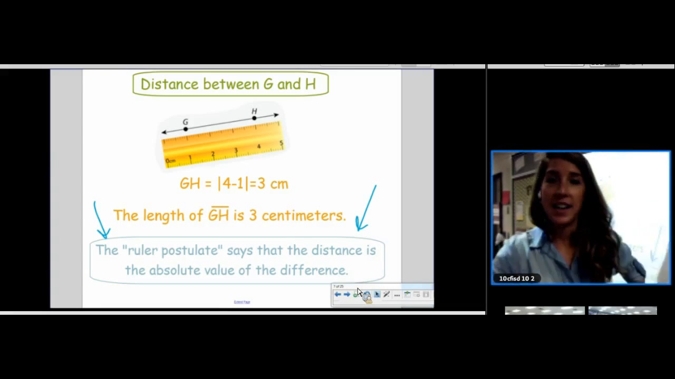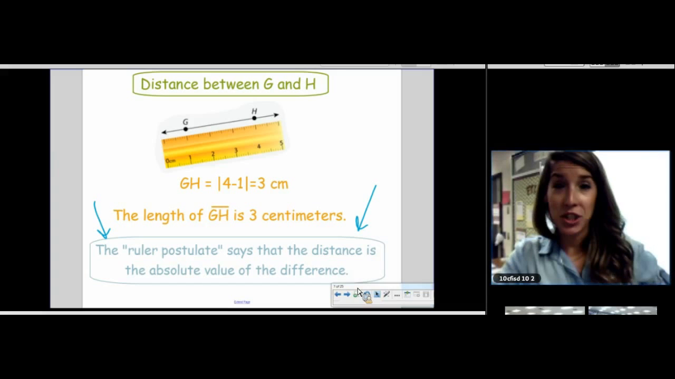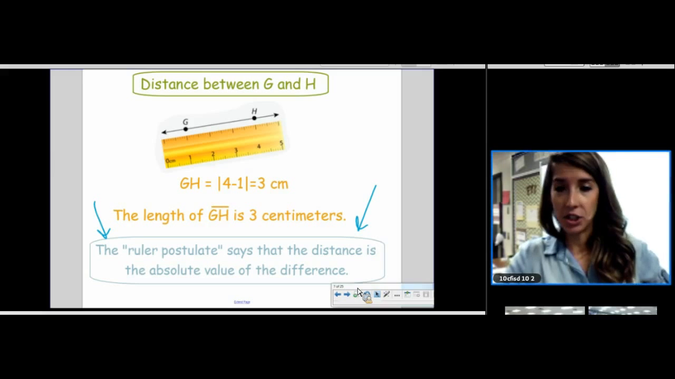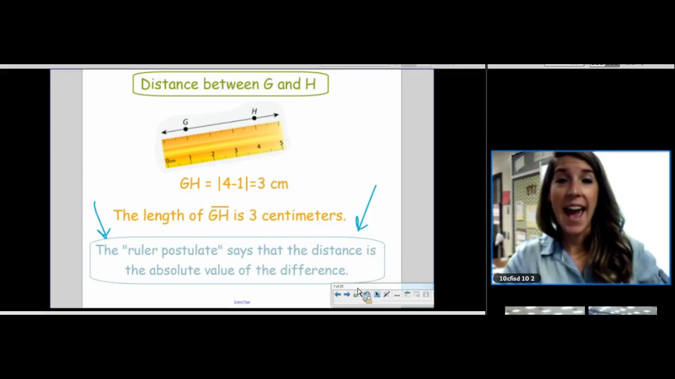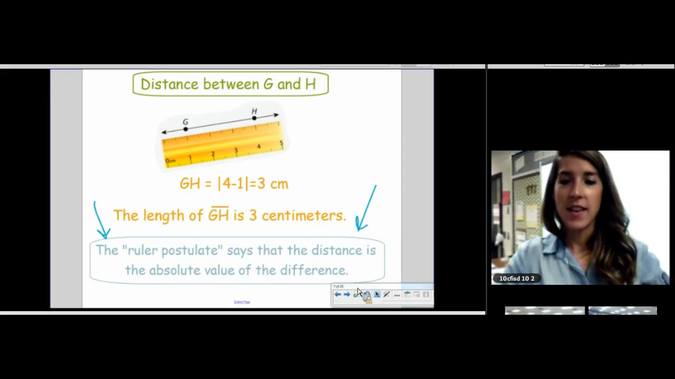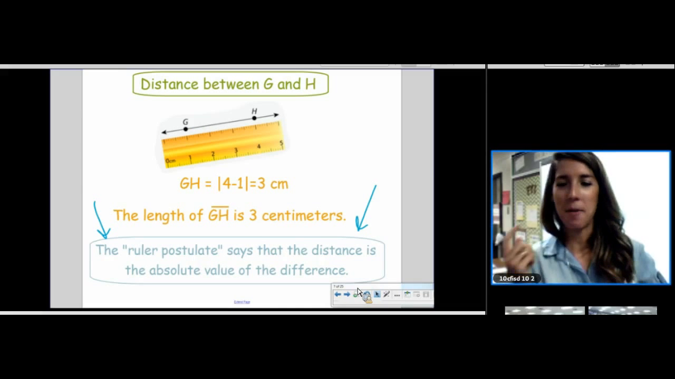So there's a postulate out there, kind of like our postulate that any 2 points create a straight line. There's a postulate that says that the distance between 2 points is the absolute value of the difference. Say it out loud. The absolute value of the difference. And we'll talk about what that means.